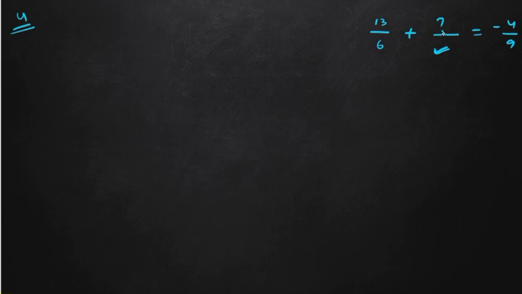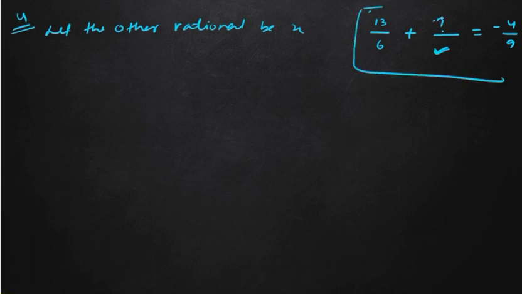So what will we do? Let the other rational number be x. We will suppose this rational number to be x.